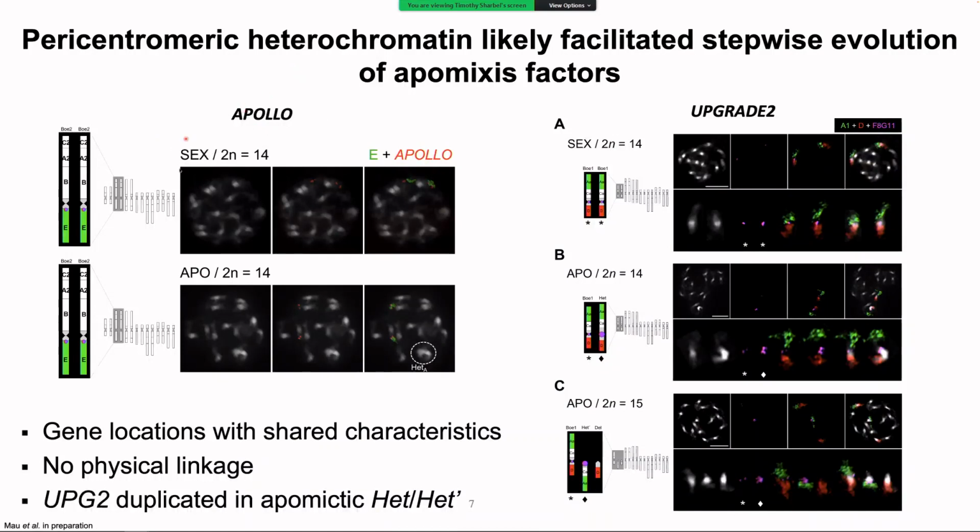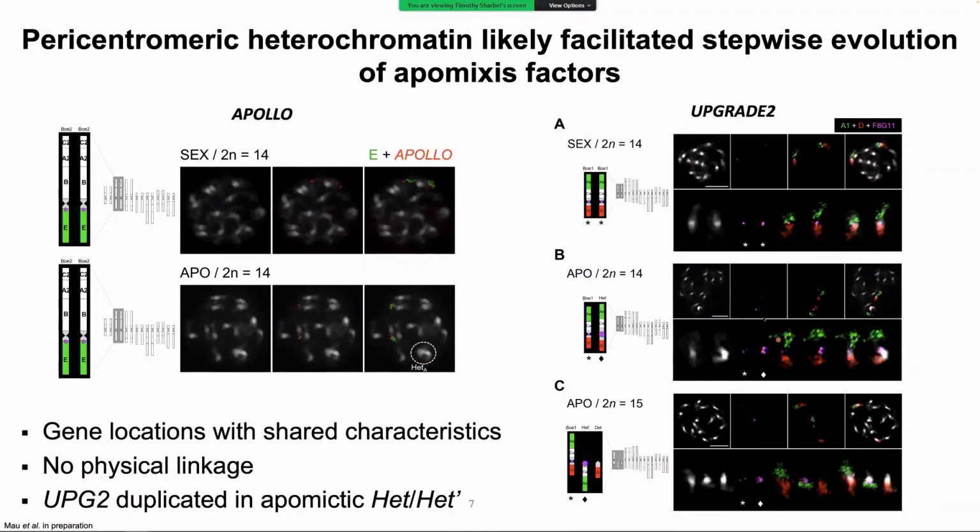So for example, APOLLO is found on chromosome 2, and you can see we've got a chromosome 2 FISH marker here, right? And we've got APOLLO here, and you can see that they're together. And interestingly enough, not on the het chromosome, which is a divergent chromosome we see in apomictic Boechera.